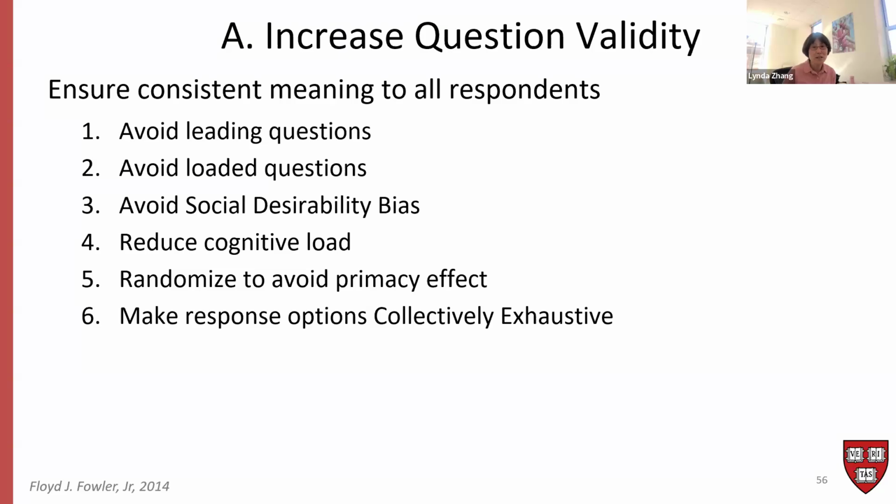So to recap, we talked about 7 ways to boost question validity. Avoid leading questions, avoid loaded questions, avoid socially desirable bias, and reduce cognitive load. Randomize your options to avoid primacy effect, and make response options collectively exhaustive. Any questions?